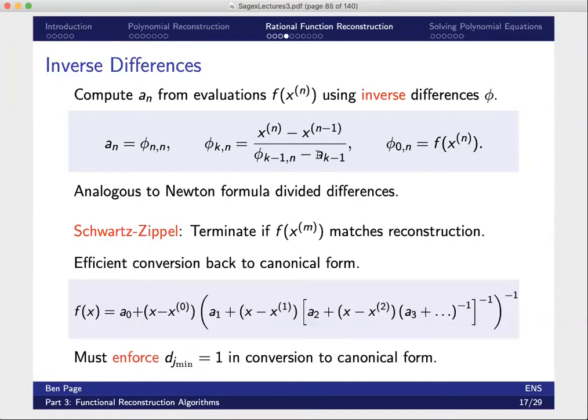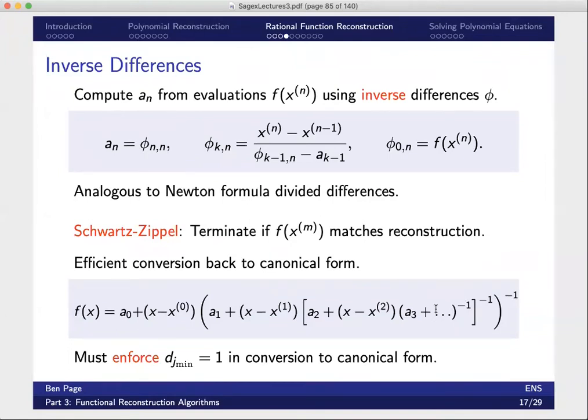Okay, so similarly, we have a simple way to convert this back to canonical form, and you might notice that this looks very, very similar to the Newton formulation. It's just now that we have some reciprocals that we have to take as we go along.